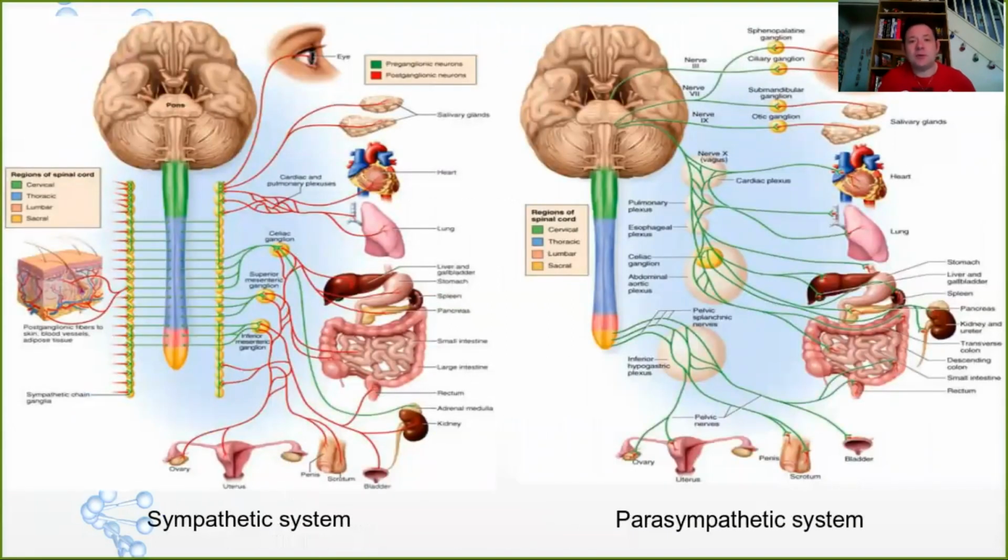Here, for the people watching this on YouTube, there are two images, one of the sympathetic nervous system and one of the parasympathetic nervous system. Very complex systems. The nerves leave the spine, go to different parts of the body, and allow us to perceive our environment and to react to it.